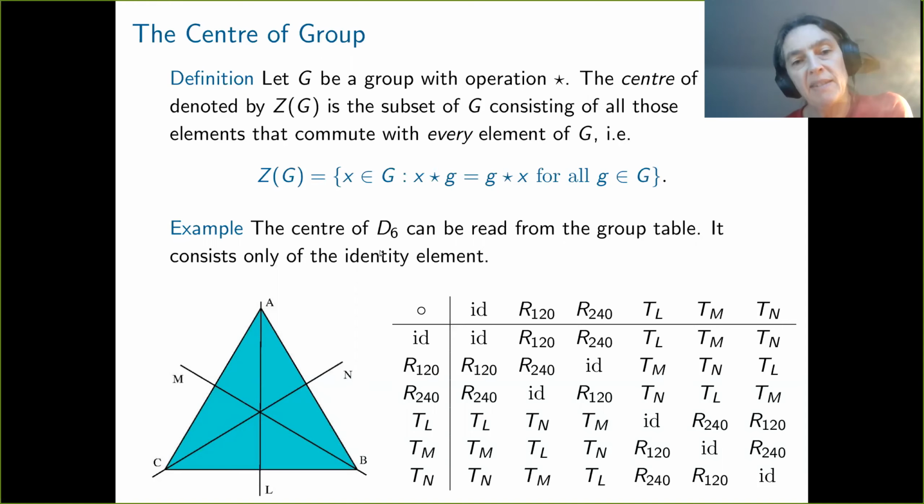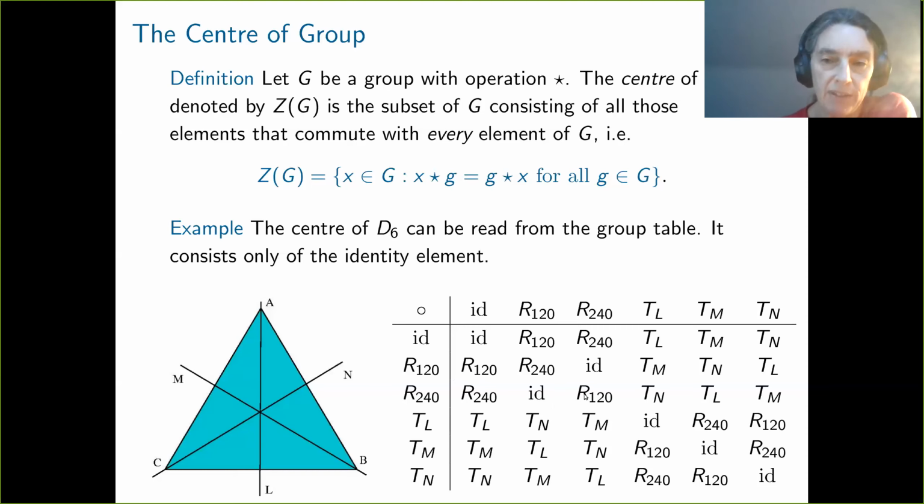Take G6, the dihedral group of order 6, the group of symmetries of the equilateral triangle. Here's the equilateral triangle, and here is the table for its group of symmetries. The idea that a pair of elements commute with each other in a group table means that when you compose the two elements in either of the two possible orders, you get the same outcome.